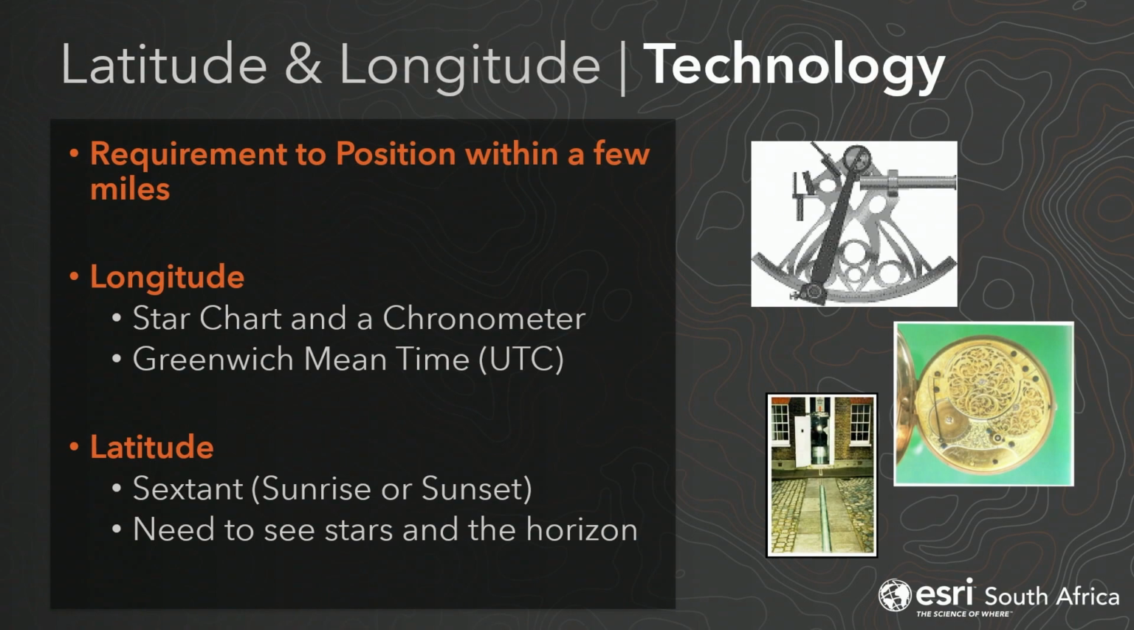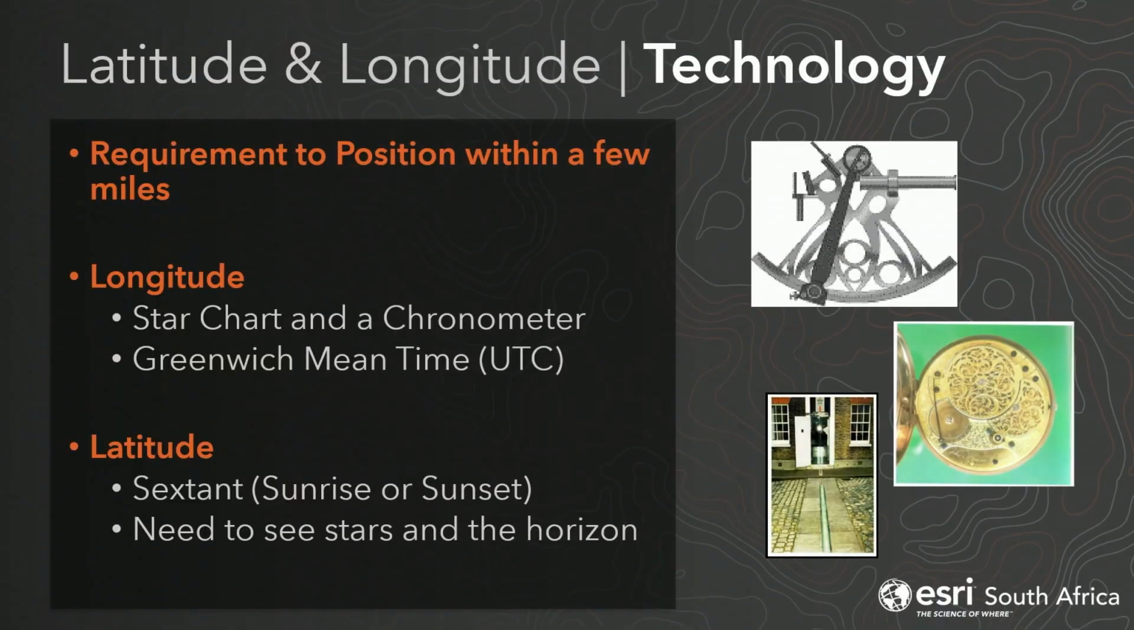When you want to navigate and move across the world, you needed a couple of things. To measure longitude, you needed a star chart and a chronometer. So you needed a clock that had been calibrated to Greenwich, and a chart which would say, this is what you will see if you're at this time of day in a certain place. That's what they used to work out east and west. The latitude, as I've said before, is simple because we could use the stars and the horizon and do that at sunset or sunrise.